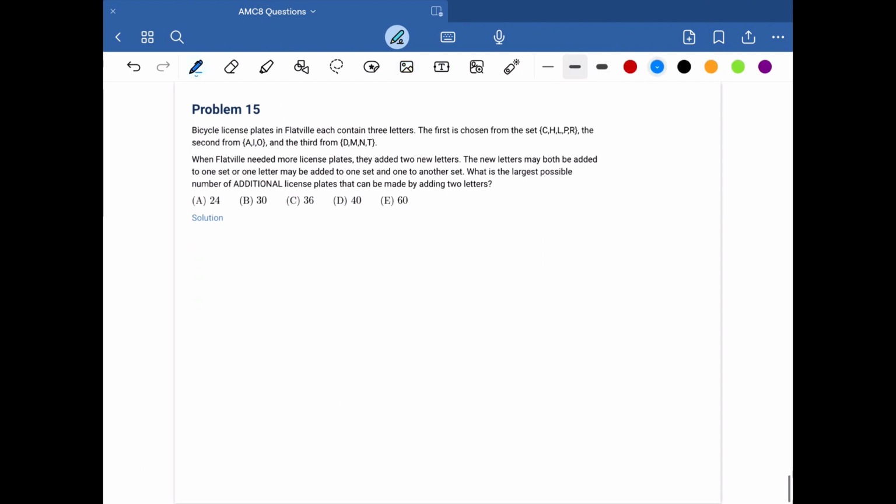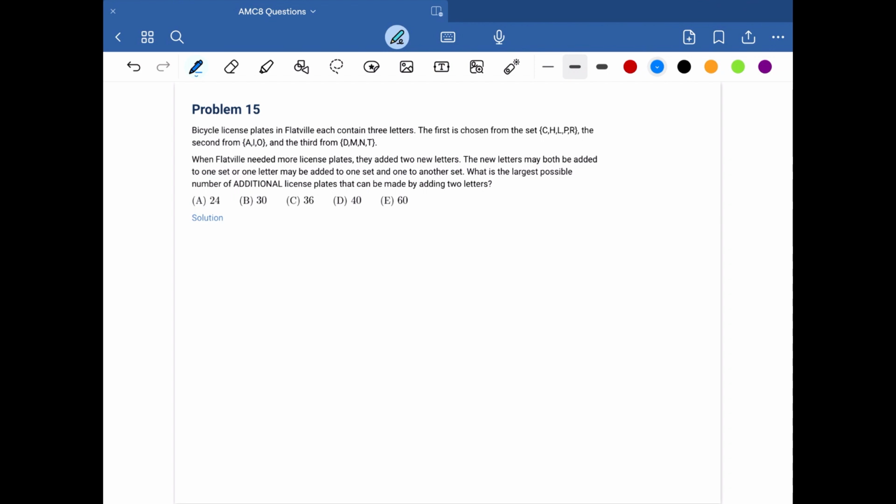Next question is, bicycle license plates in Flatville each contain 3 letters. The first is chosen from the set CHLPR, the second from AIO, and the third from DMNT. When Flatville needs more license plates, they add 2 new letters. The new letters may both be added to one set, or one letter may be added to one set and one to another set. What is the largest possible number of additional license plates that can be made by adding 2 letters?